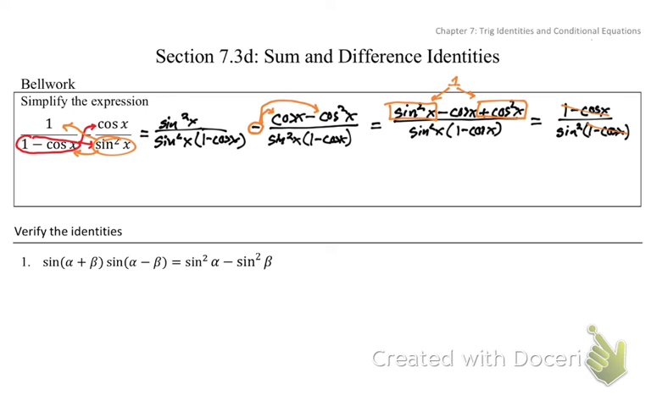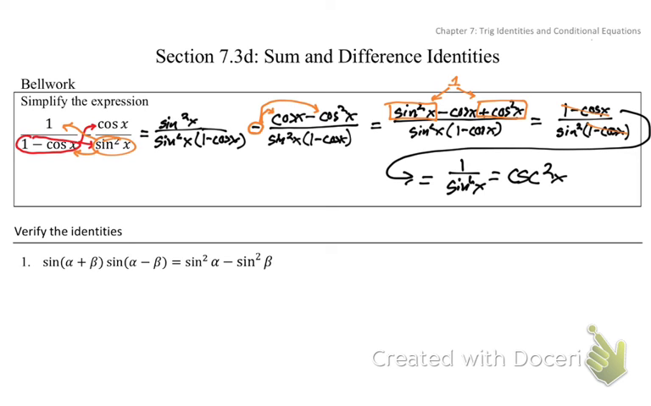We're going to see these cross out. Don't make it a 0 on top. A 1 goes in its place. So I now have 1 over sine squared x. So let's just finish this off right here. This will equal 1 over sine squared x, which I would change to cosecant squared x. So the correct answer is cosecant squared x.